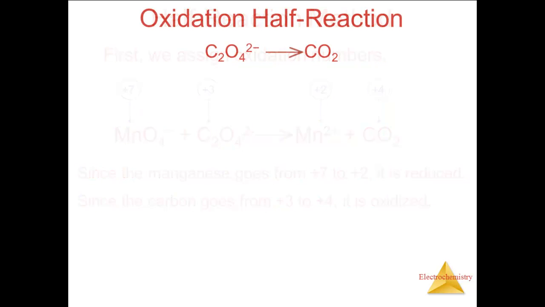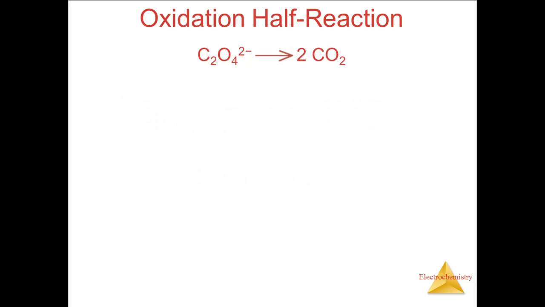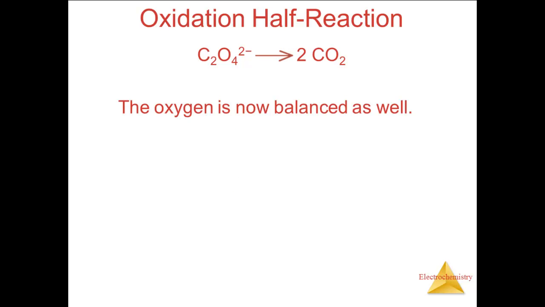For the oxalate half reaction, we first need to balance the carbon atoms, since the oxalate has 2 carbon atoms and the carbon dioxide has only 1. So we add a coefficient of 2 to the CO2. Since we have 4 oxygen on each side, the oxygen is balanced, so we do not need to add water. Since there is no hydrogen in the reaction, the hydrogen is also balanced, and we do not need to add H+.